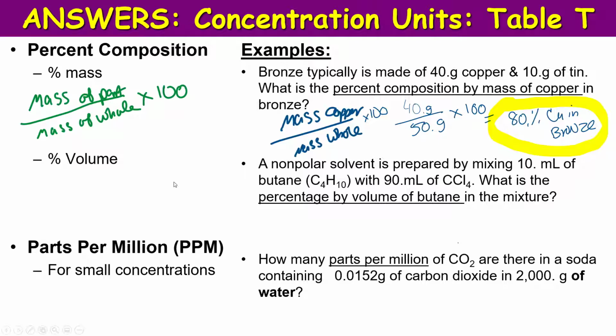A typical question could look like this. It says a nonpolar solvent is prepared by mixing 10 milliliters of butane with 90 milliliters of carbon tetrachloride. So nonpolar with nonpolar, like dissolves like. Hey, we make a solution. What's the percentage by volume of butane in that solution we just made? Well, we know we're looking for volume of part over volume of whole times 100.